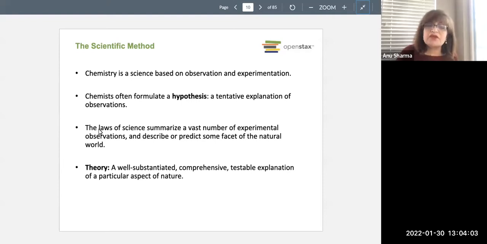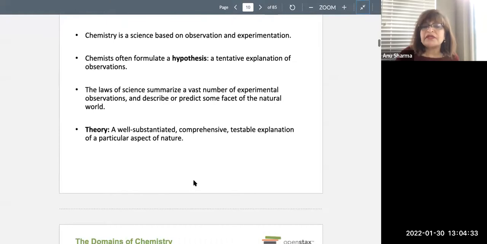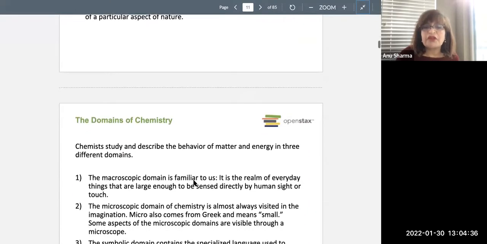So you will see the laws. There are many laws in science. There are Boyle's law, Charles' law, Gay-Lussac's law, all these gas laws, right? Avogadro's law, Dalton's law, right? And then there are other laws like the laws in thermochemistry, thermodynamics, right? The first law of thermodynamics, second law of thermodynamics, and many more, right? So all these laws, then you combine together and become a theory. A theory is a well-substantiated, comprehensive, testable explanation of a particular aspect of nature. So like, it's your body of knowledge, basically.